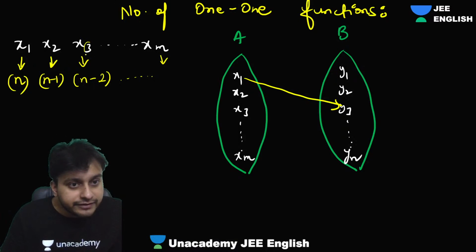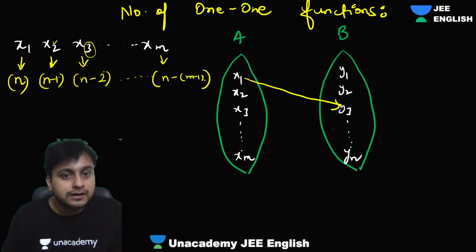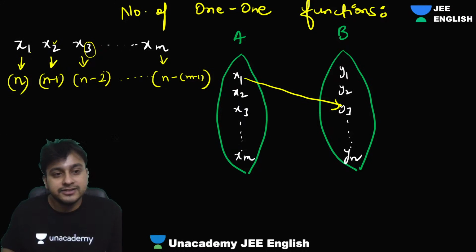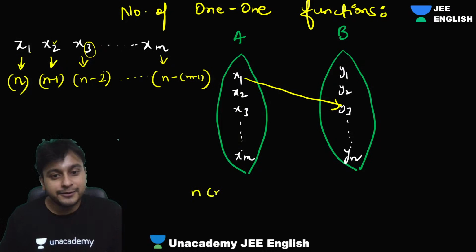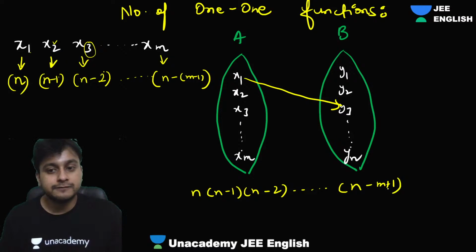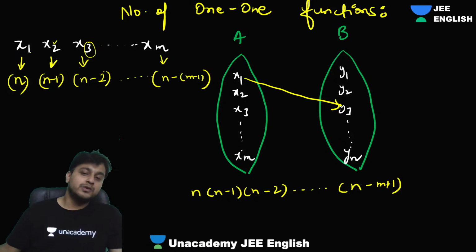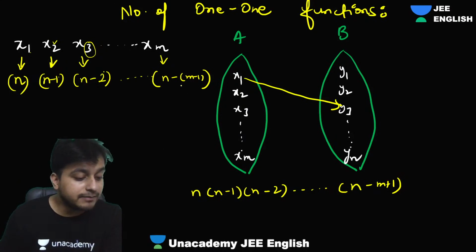So see, guys, one less. When we have 3, we have 2. When we have 2, we have 1. When we have 1, we are subtracting 0. So guys, when we have M, we will subtract m minus 1. Understood? So what is it coming out to, everyone? It is coming as n into n minus 1 into n minus 2, and so on, till n minus m plus 1. So guys, can any one of you tell me what this is? N minus m plus 1.